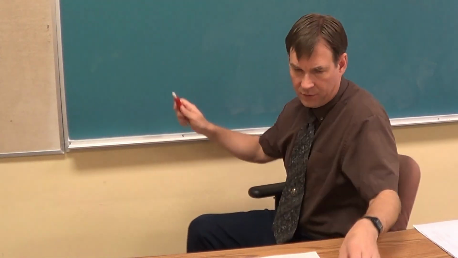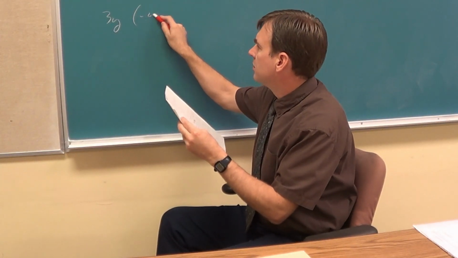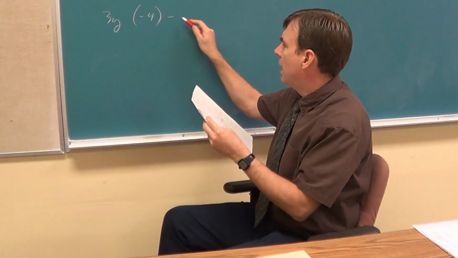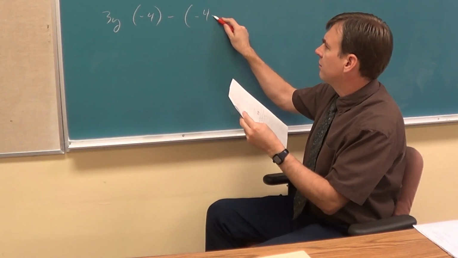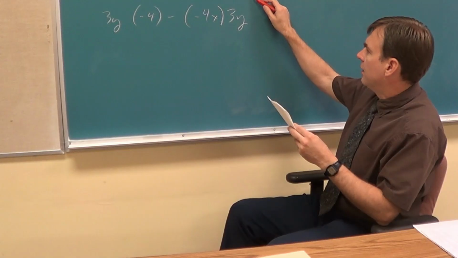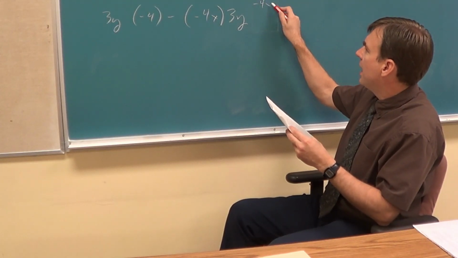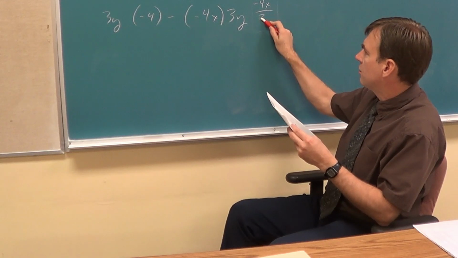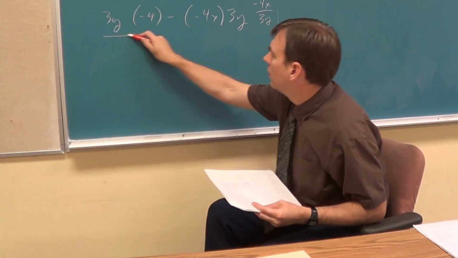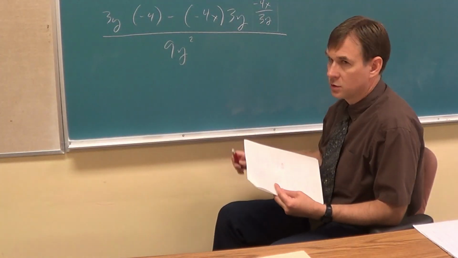So what does this look like? We have a 3y times a negative 4, minus a negative 4x, 3y, and this used to be a y prime, but it became negative 4x over 3y, all on 9y squared.